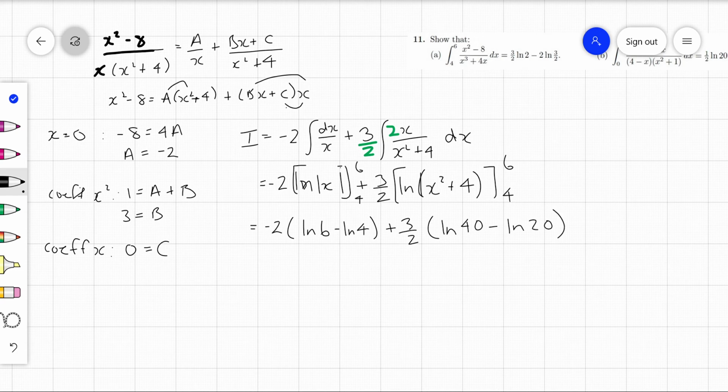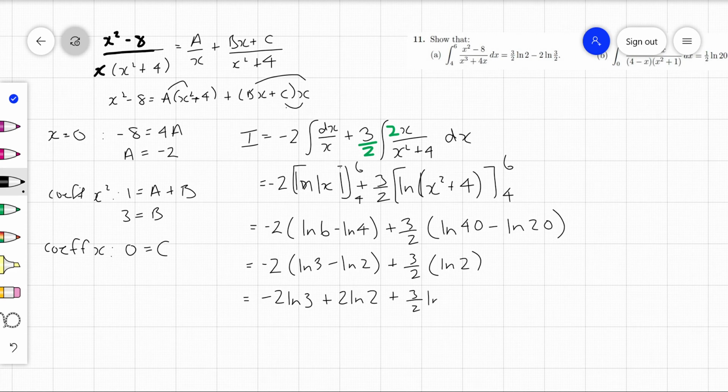Alright, so right there we have -2 log 3 on 2, or you could say log 3. So 6 on 4 is 3 on 2, or we could break that out and go log 3 minus log 2 as well. And here we've got 3 on 2, log 40 on 20 is log 2. So -2 log 3. We've got a plus 2 log 2 and a plus 3 on 2 log 2.